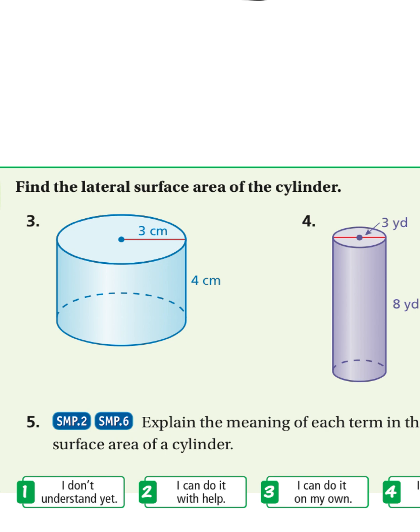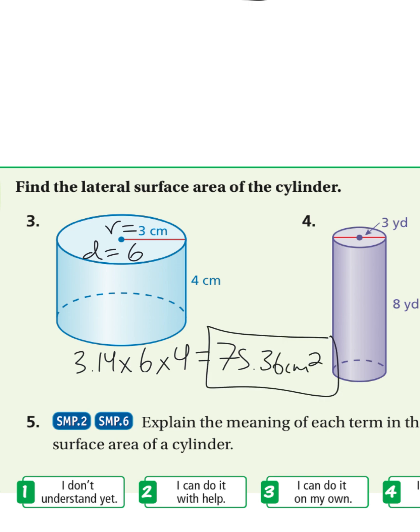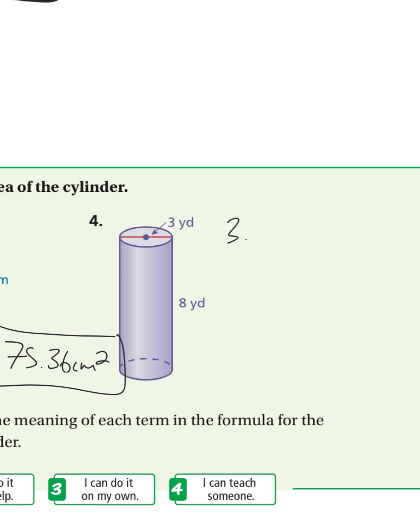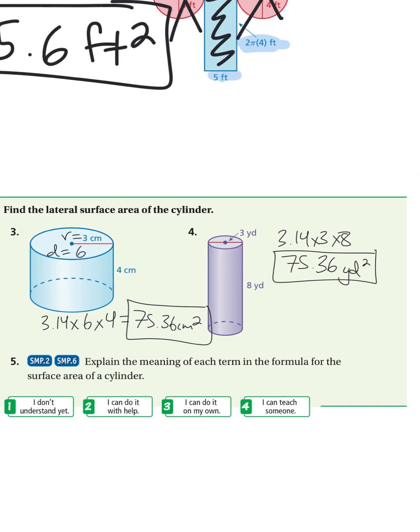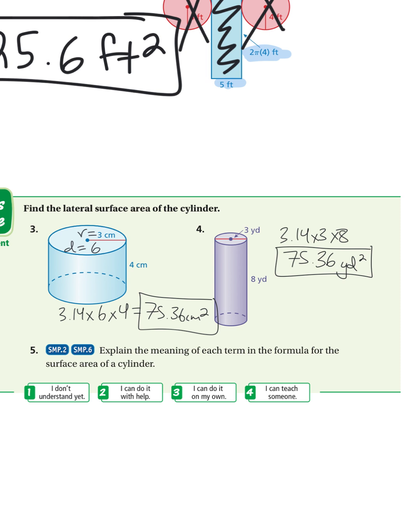Okay, so what's different about 3 is that this is the radius. You had to find the diameter, which is 6. So then you do pi times diameter times height, which is 75.36 centimeters squared. Okay, and then we do pi times diameter times height, which is again 75.36, this time yards squared. And those are the same because 4 times 6 is the same thing as 8 times 3.